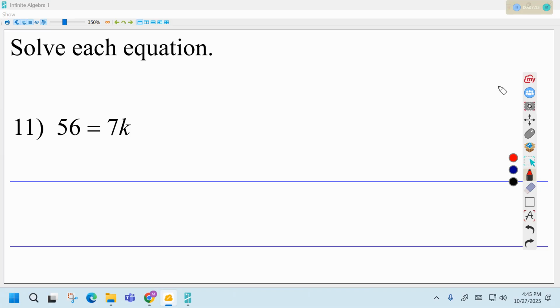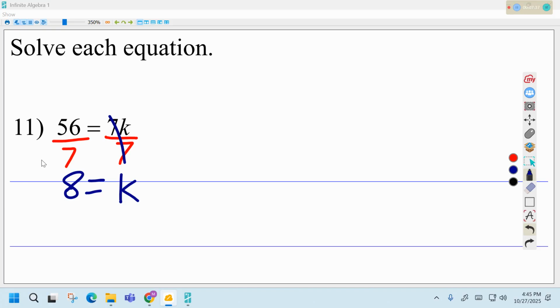In this case, I want to undo multiplication. Okay, so what that means is here I want to divide both sides by 7. Okay, dividing both sides by 7 cancels out these two 7s, and now we just get k by itself, and 56 divided by 7 is 8 because 8 times 7 is 56. So this is how you would find the answer.